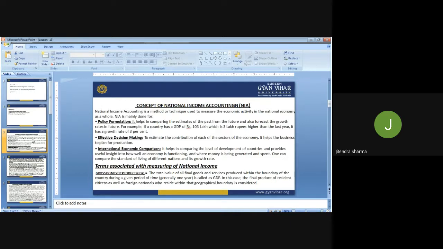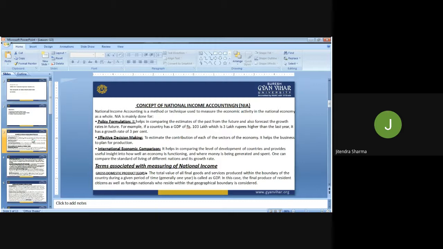Then, the terms used in measuring national income, we'll have a little bit of discussion on that. For example, gross domestic product, GDP. In day-to-day discussion we have to understand the meaning of GDP. Gross domestic product is the total value of all final goods and services produced within the boundary of a country during a given period of time, generally 1 year. It means whatever products and services are produced within the boundary of a nation, we call the total gross domestic product.